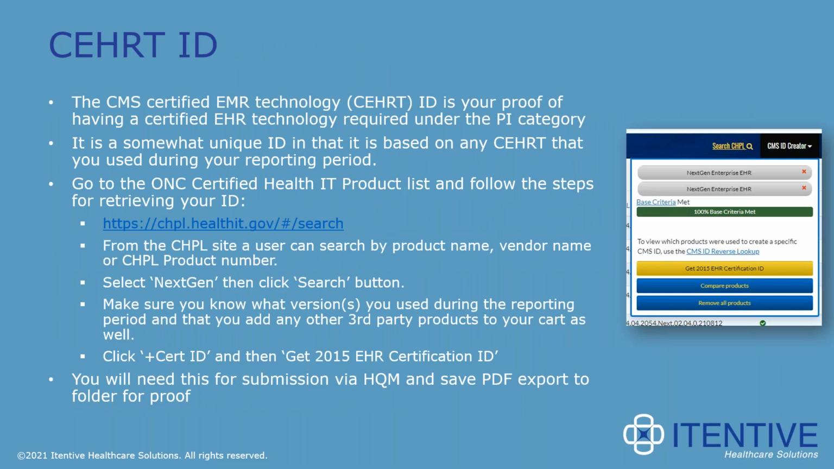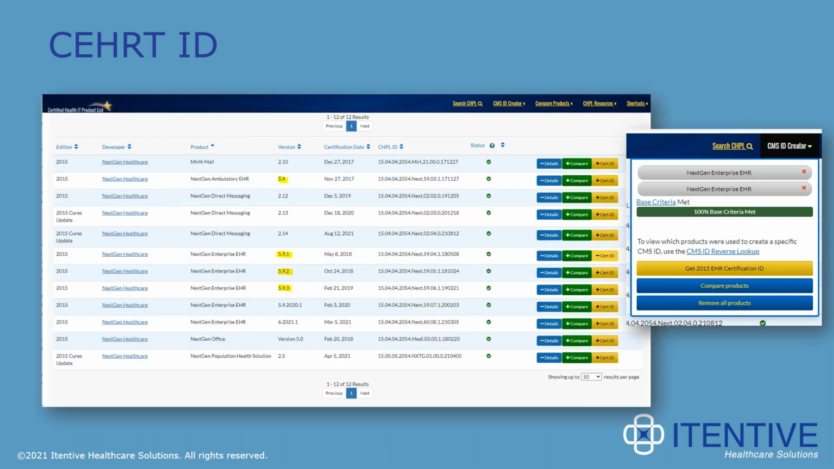Next, you want to download your cert ID, which if you're submitting via HQM, you have to actually input in order to unlock the submission file anyway. So to get this, you would just need to go to the Chapel website and search for NextGen. You would then find the version or versions you were on during your 90 days. This is likely only one, but if you did perform an upgrade mid-reporting period, you may have to select two. You would then hit the plus cert ID button, and I can pull up a screenshot here for you.